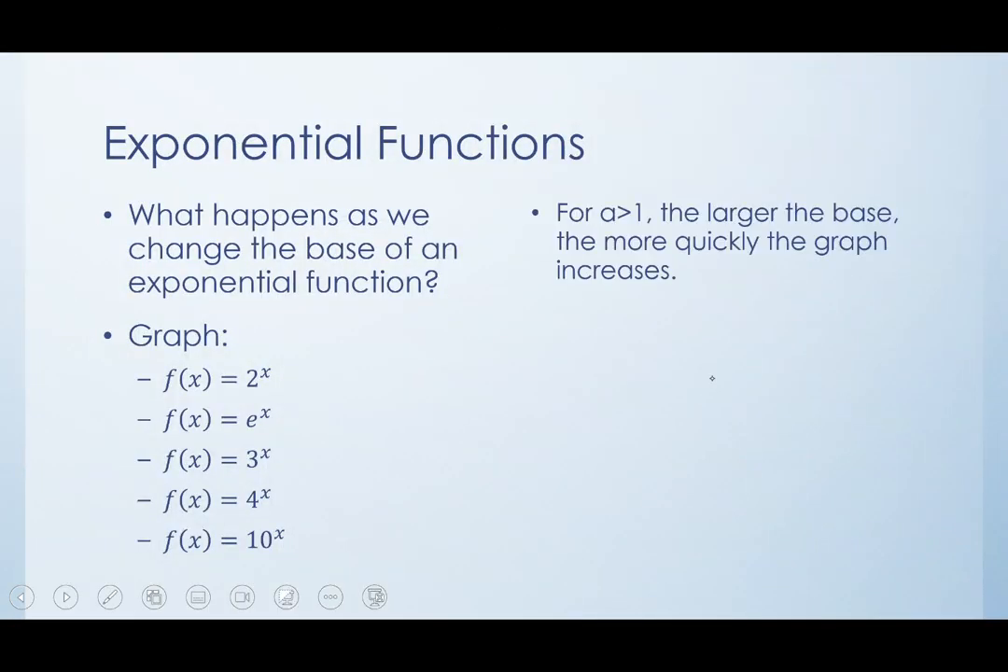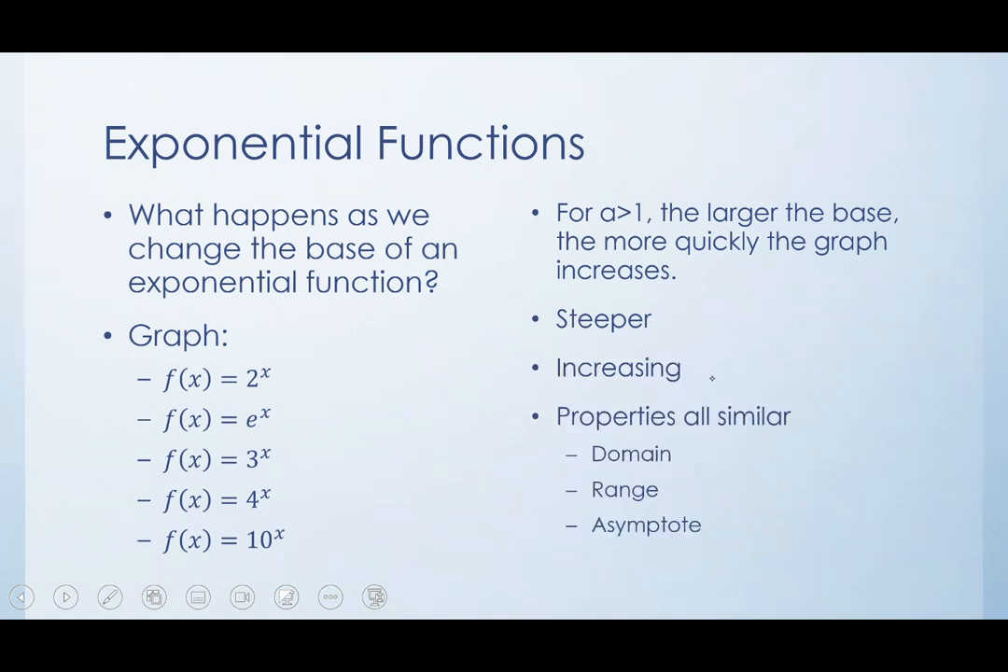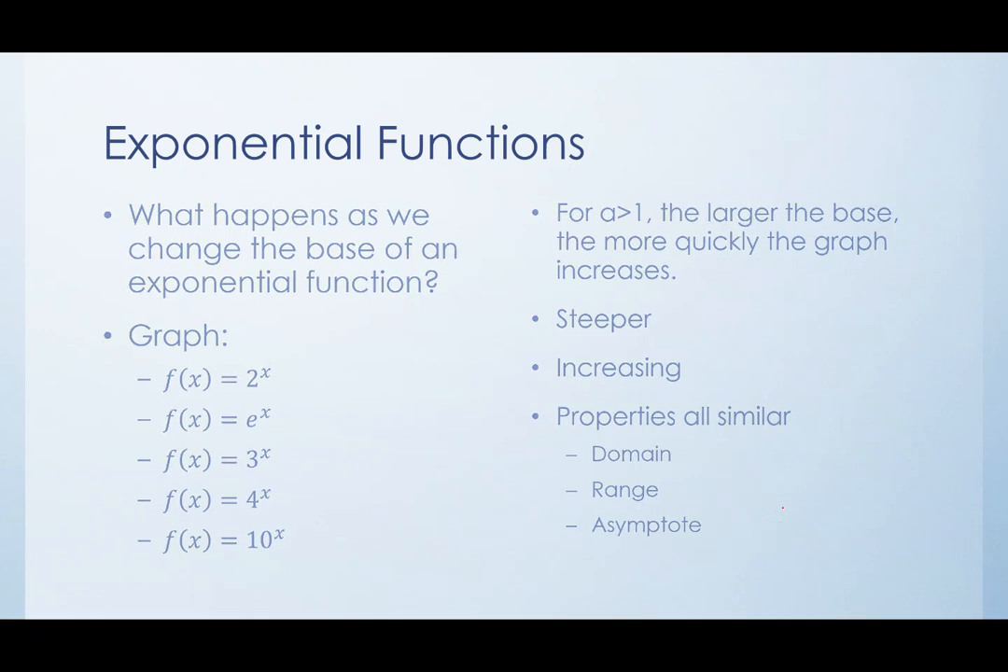All right, so we noticed that as long as our base was bigger than 1, the larger the base, the more quickly the graph increases. It's steeper. All these graphs were increasing, and the properties were all similar, right? The domain was all real numbers, the range was 0 to infinity, and our asymptote was the x-axis, aka y equals 0. So for all of those graphs, they were all the same there.